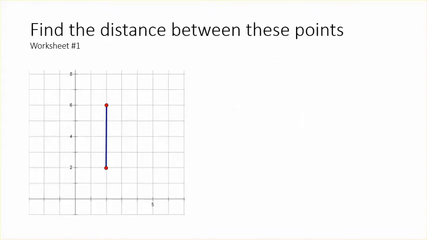Let's look at a second one. This is number 1 on your worksheet. Let's find the distance between these points. Again, we're going to count squares. It doesn't matter if you count up or down. So I'm going to start up here, count 1 square, 2 squares, 3 squares, 4 squares. This has a distance or a length of 4.